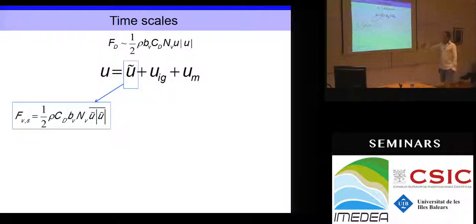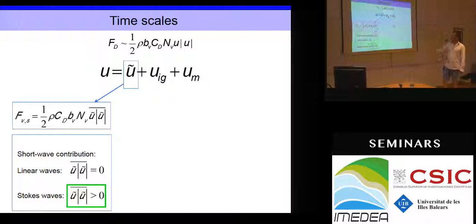Then if I do that for the short waves, all I'm doing is taking this part of the velocity, substituting it in this formula, and then you get this. But all our modeling efforts typically average over the short waves. So this overbar means that it's wave averaged. That's also what we do, for example, in Delft3D or ROMS or WAM and WaveWatch 3, everything is wave averaged.